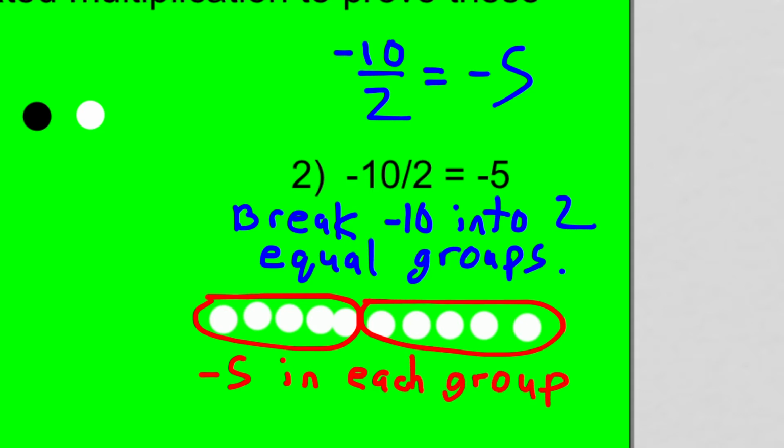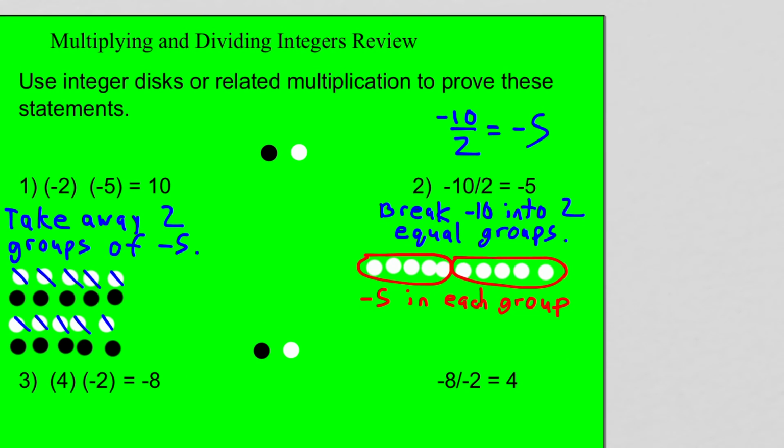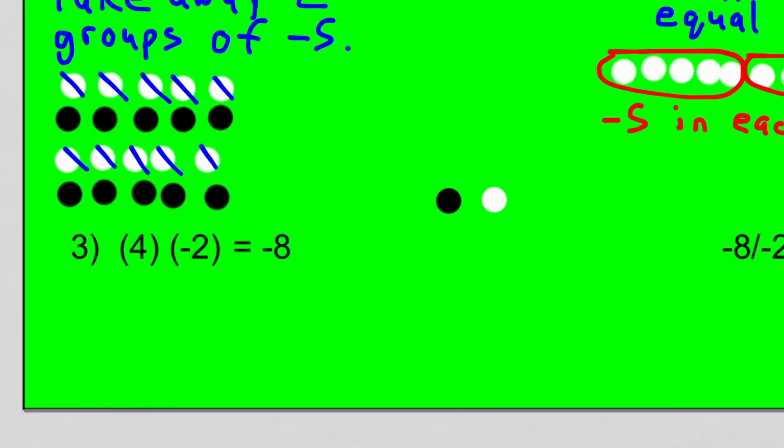All right. You could also use the related multiplication. Positive 2 times -5 is -10. And -5 times positive 2 is -10. Let's do two more of those.